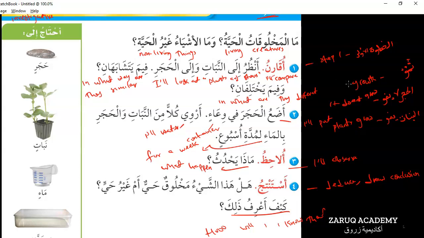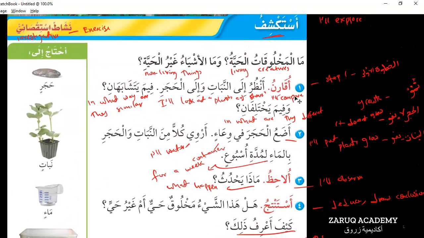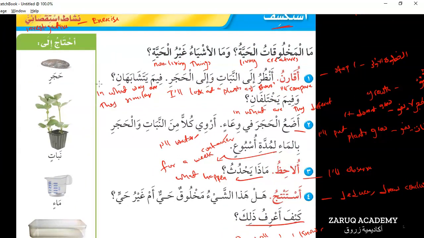So الحجر لا ينمو. الحجر, stone, doesn't grow. الحجر لا ينمو والنبات ينمو. Plants grow. So that's how you're going to know whether something is a living thing or not. And they ask you to do this. You can do it in your home or wherever you are.